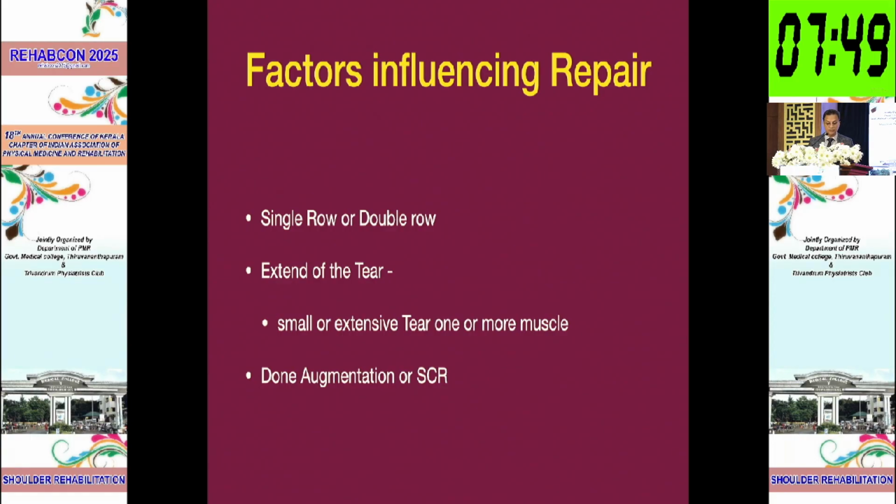So, factors influencing repair. It's a single row, and there are techniques, single row or double row. Double row gives more stability, but the final result shows not much difference whether it's single row or double row. And the extent of the tear is a very important thing. If it is supraspinatus only, we can start mobilization maybe at 3 weeks. If more than supraspinatus, infraspinatus or subscapularis, we need to wait for 6 weeks to start mobilization.